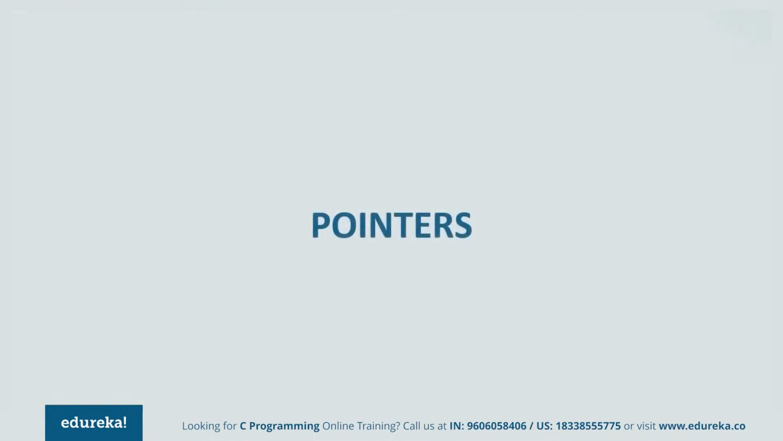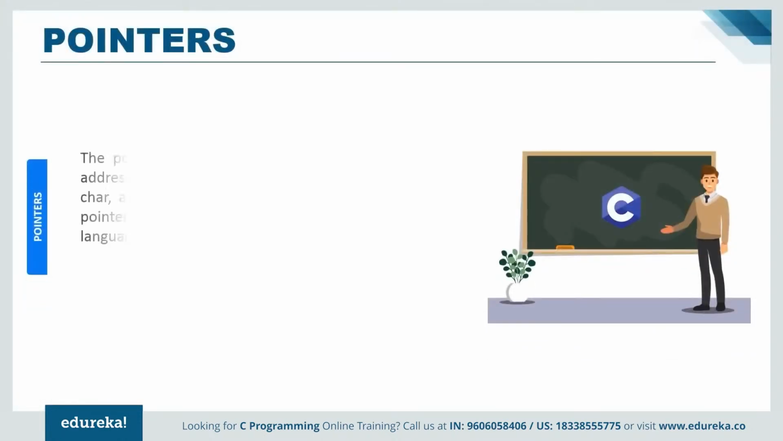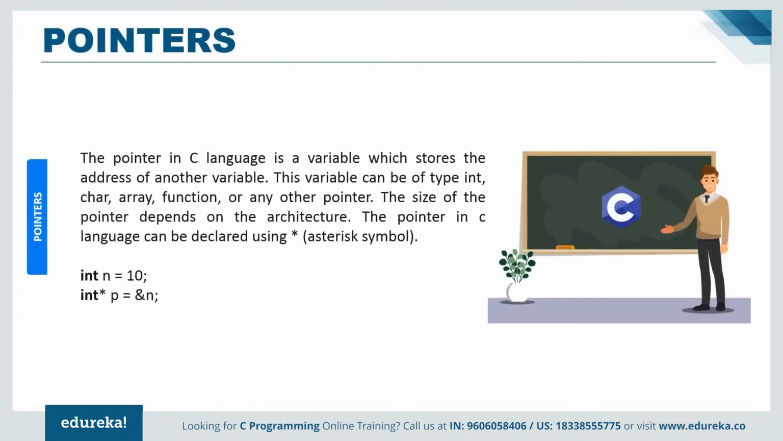With this, let us move on to our next topic, which is pointers. The pointer in C language is a variable which stores the address of another variable. This variable can be of type int, char, array, function, or any other type of pointer. The size of a pointer depends on the architecture. The pointer in C language can be declared using the asterisk symbol.